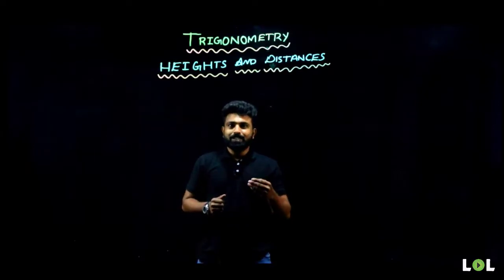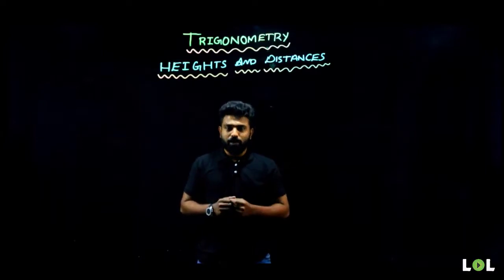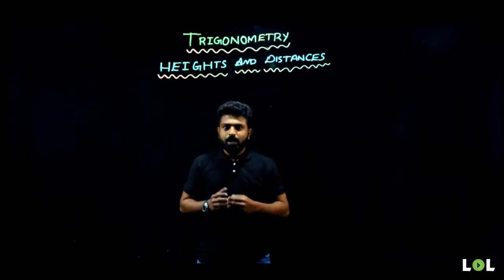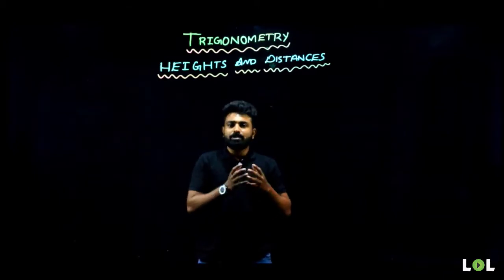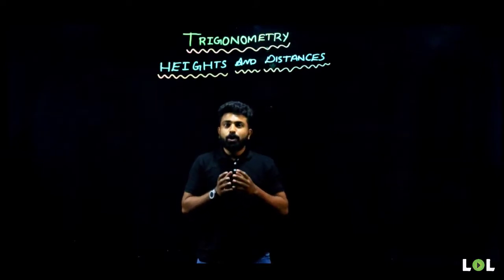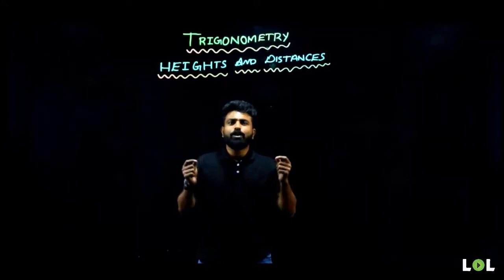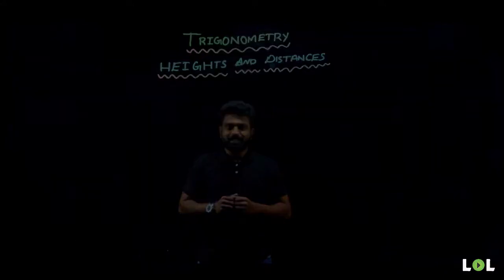In today's class, we'll be dealing with one of the most important applications of trigonometry. Yes, that is heights and distances. Now, what do we do in this topic of heights and distances? How do we use trigonometry? Here, we use trigonometric ratios to find out the height of an object or distance between any 2 points or distance between any 2 objects.